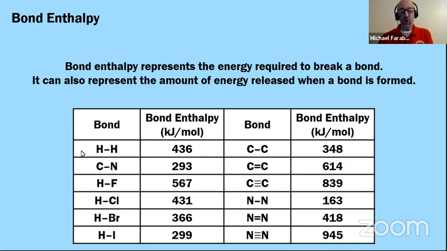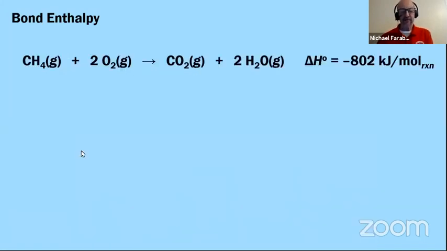So it is endothermic to break a bond. It is exothermic to form a bond. So the magnitude of energy either absorbed or released depends on whether you are breaking or forming the bond. Here we have the combustion of methane again. We saw this earlier in the lesson, and the delta H is given to us. Let's see if we can get the delta H from bond enthalpy values.